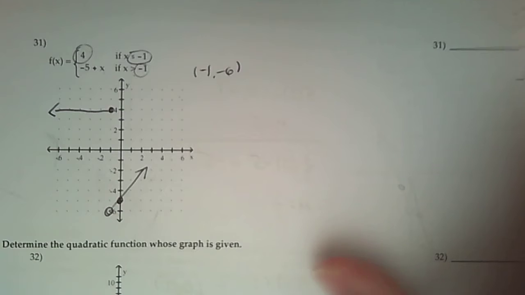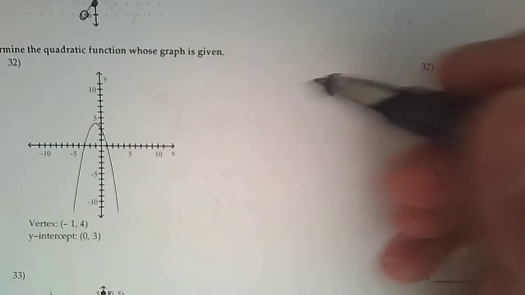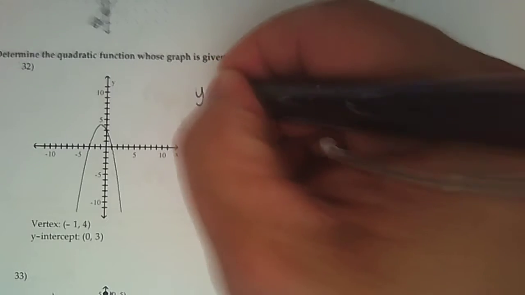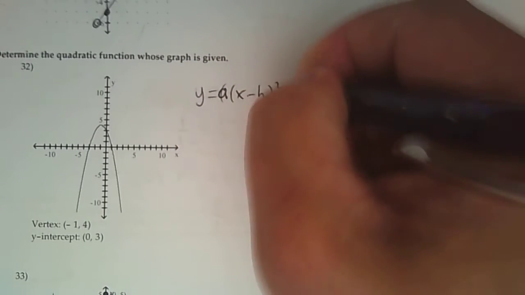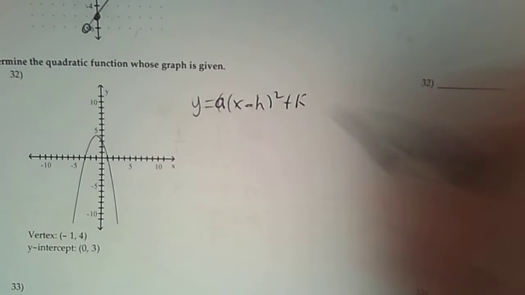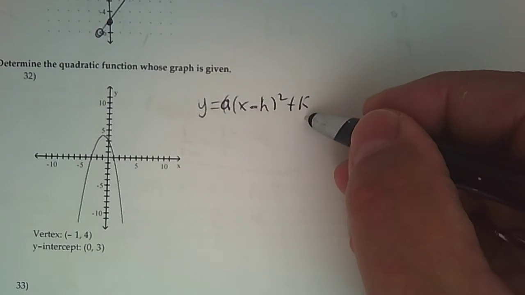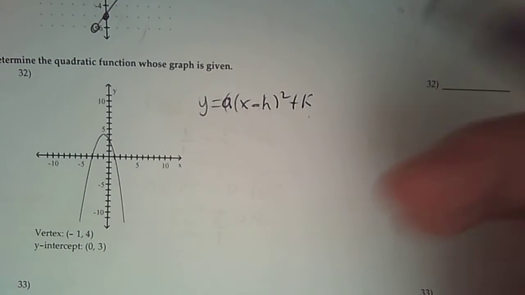All right, enough on piecewise. 32. Determine the quadratic function whose graph is given. So if you're given a graph of a parabola, could you come up with its equation? So in order to start this, I'm going to start with this. This is considered the HK form of a parabola, or the transformational form of a parabola, where HK is the vertex, A is what gives it its stretch or reflection and so on.